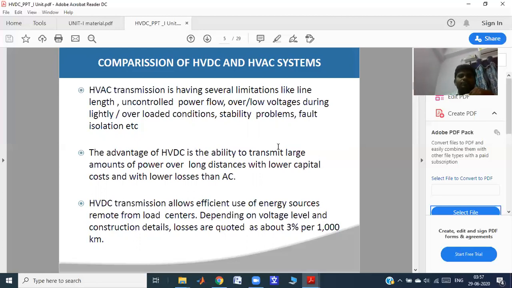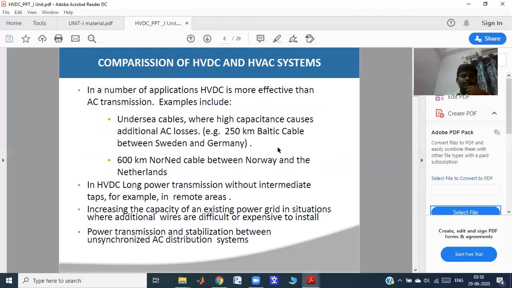HVDC transmission allows efficient use of energy sources remote from the load centers. HVDC transmits power from generating stations to distribution centers effectively and efficiently with low losses. That means here only 2 conductors are used. Depending on the voltage levels and construction details, losses are quoted as about 3% per 1000 kilometers in DC transmission.